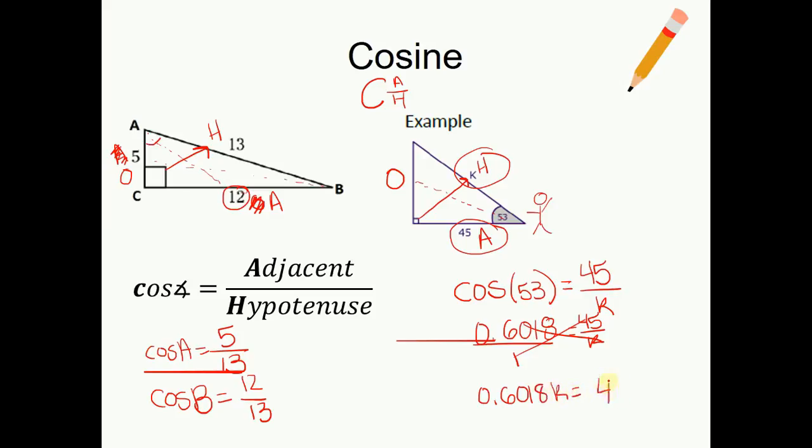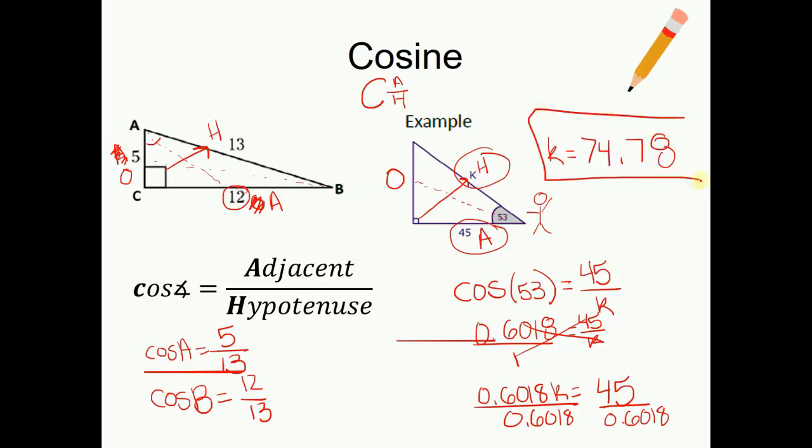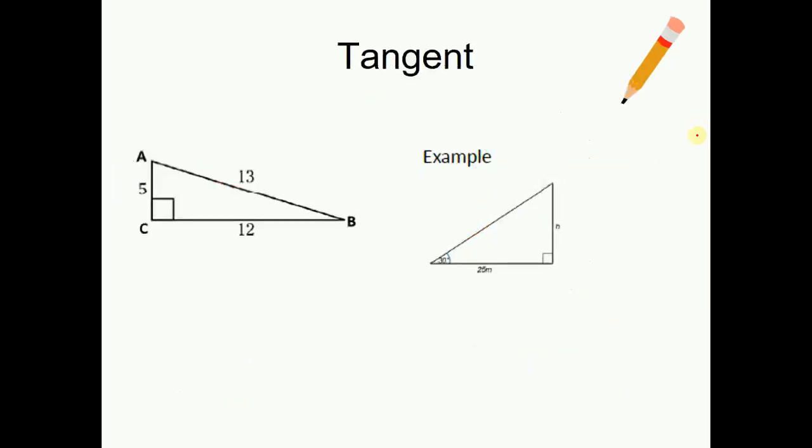K equals 45. Looks like to divide, I have to divide because I've got to get k alone. Now let's divide that: 45 divided by 0.6018. That would be for k, I will have 74.78 if I round. So my hypotenuse of this particular triangle is 74.78. Let's talk about the last trig ratio that you can use, called tangent.